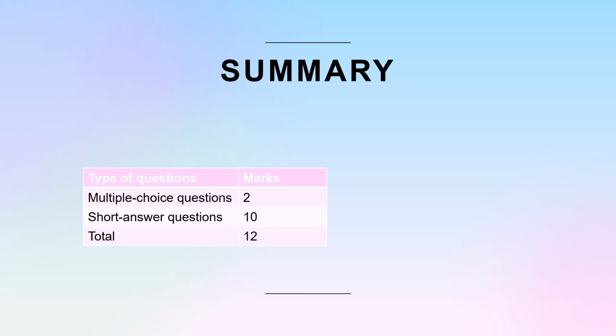There are 2 multiple-choice questions worth 1 point each, totaling 2 marks. There is also 1 short answer question worth 10 marks. The overall score for this section is 12 points. With a total possible score of 120 points, the percentage for this section was 10.0% of the total score.